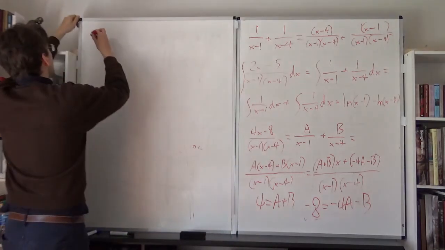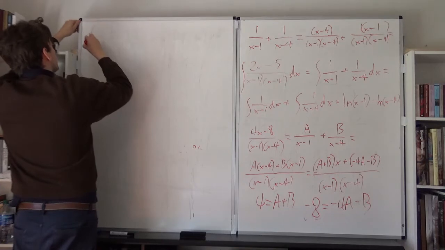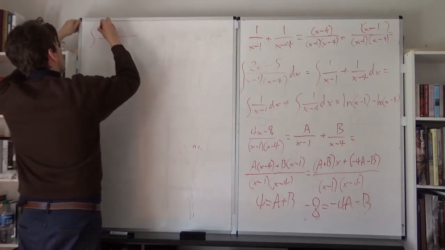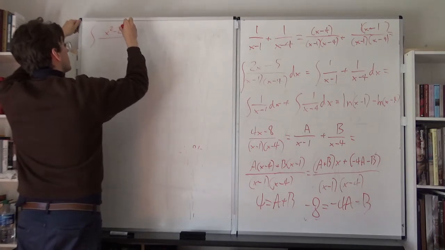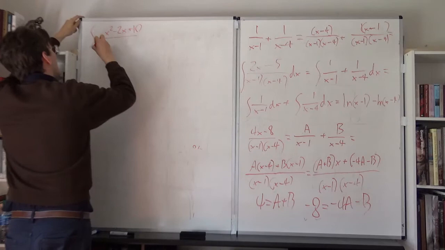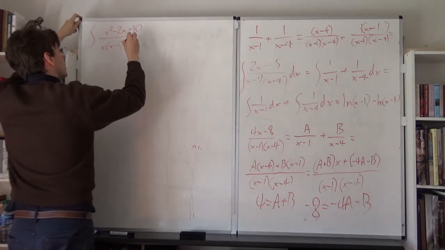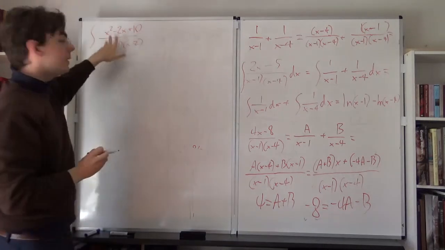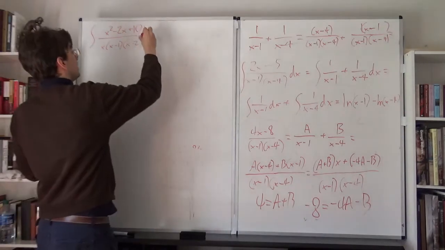So let's say I wanted to integrate (x squared minus 2x plus 10) over x times (x minus 1) times (x minus 2). Yeah, that's a good one. Okay, so I have three different guys under there. How would this look?